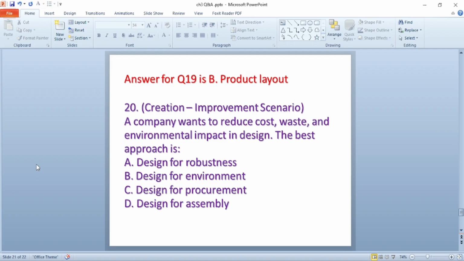Question number 20. A company wants to reduce cost, waste, and environmental impact in design. The best approach is dash. A. Design for robustness. B. Design for environment. C. Design for procurement. D. Design for assembly. The answer for this question is B. Design for environment.